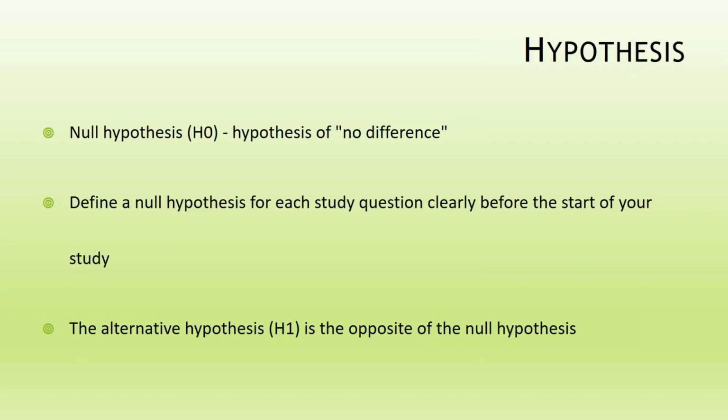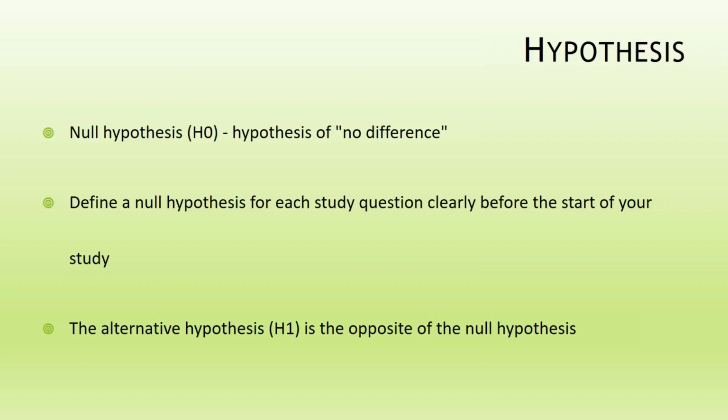Now the alternate hypothesis is denoted by H1 and it is the opposite of the null hypothesis. In plain language, it is the hypothesis that we are trying to investigate in comparison to the null hypothesis. So the null hypothesis means there is no difference between the two groups, and the alternate hypothesis says that there is a difference between the two groups, or whichever is in question.